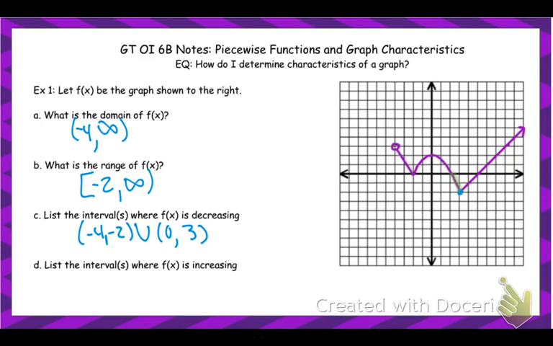All right, now increasing intervals. Again, looking left to right as our y values are getting bigger. But to list the intervals, we're listing the x values where that's happening. So this is increasing from -2 to 0, and it's increasing from 3 to infinity.